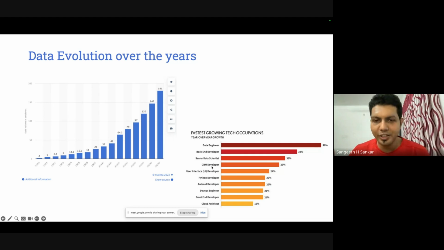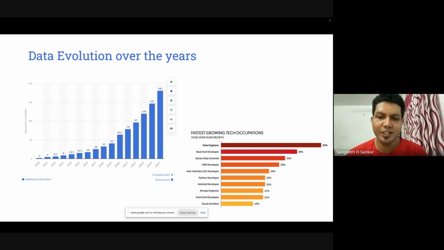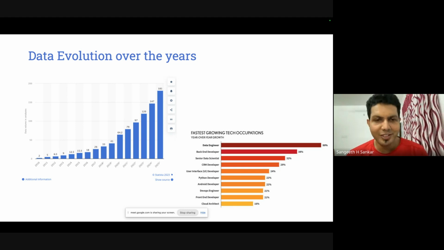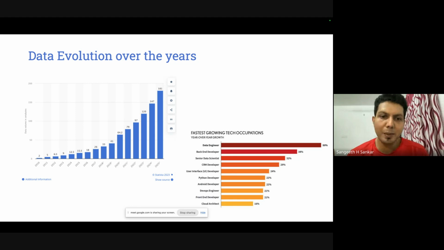If you look at the second graph, you can see the fastest growing tech occupation, and data engineers stand right on top. That's because a lot of companies have issues in the ecosystem they have built over the years, which is unable to scale with the massive data that grows over time. That's where data engineers pitch into those organizations and help in having a seamless flow.